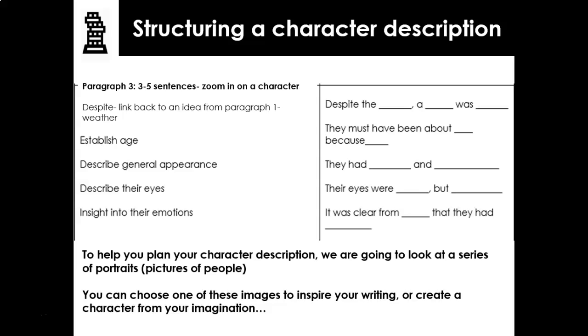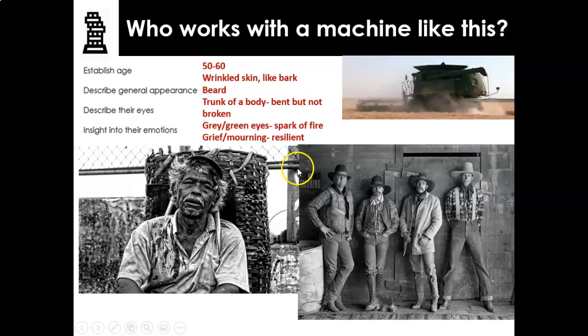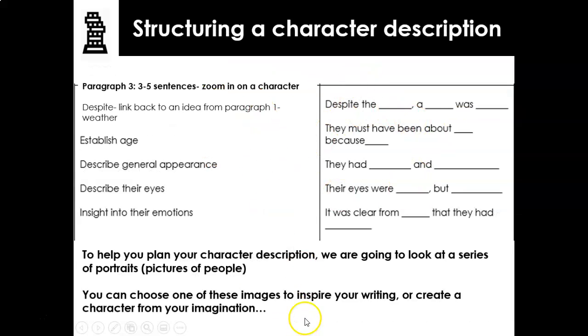So we're going to create a plan, which we're then going to turn into a series of sentences for the rest of this lesson. But to help you plan your character description, we're going to look at a series of portraits. Now, portraits are very particular types of pictures. They focus on people. Again, you can choose one of these images to inspire your writing, or you can choose to create a character from your imagination. Okay, guys, as we go through, be patient, look at the images, and then from that, we're going to do the plan. So we are going to write or complete some sentence stems, like some planning, and then we're going to turn it into some sentences. So are you ready to see some pictures?